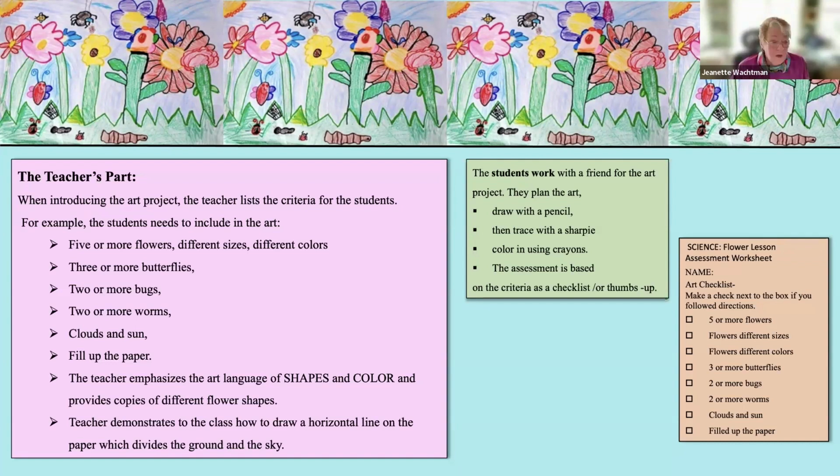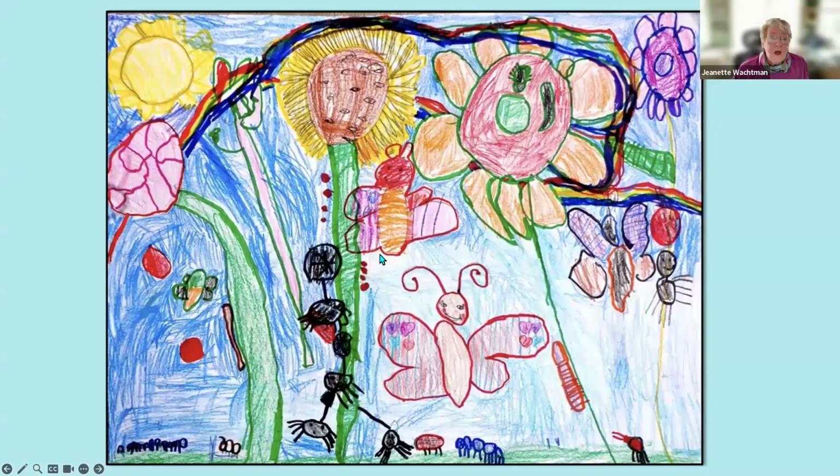Now, I'd like to show you a work of art done by kindergarten students. As you can see, they have outlined their stems. We have different shapes of flowers. We have our spiders or bugs, our worms, looks like a caterpillar, and our butterflies.